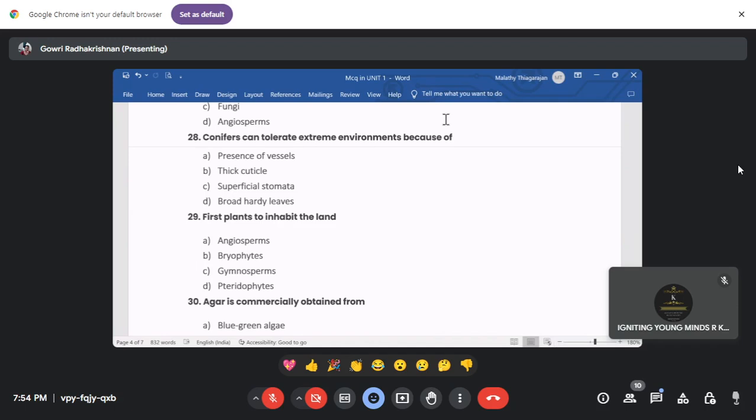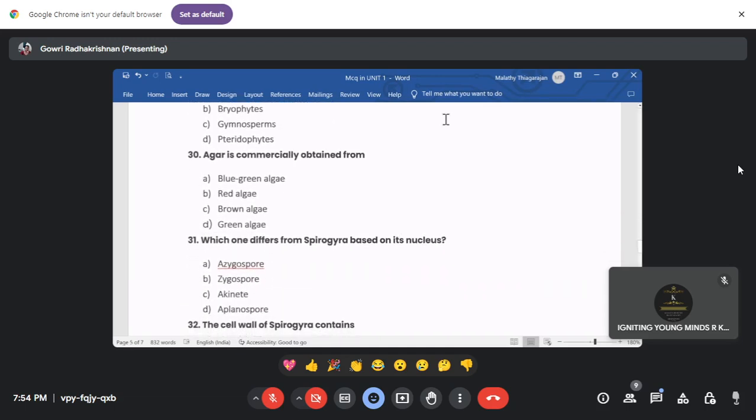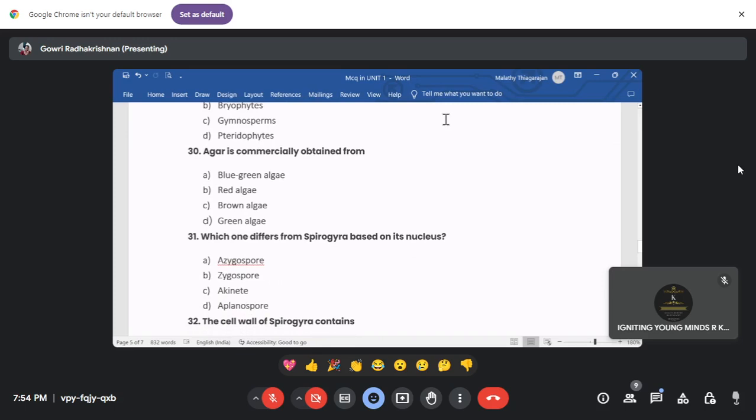Thick cuticle, ma'am. Yes, thick cuticle, correct. First plant to inhabit the land. Bryophytes, ma'am. Yes. Agar is commercially obtained from? I think brown algae, ma'am. Red algae.